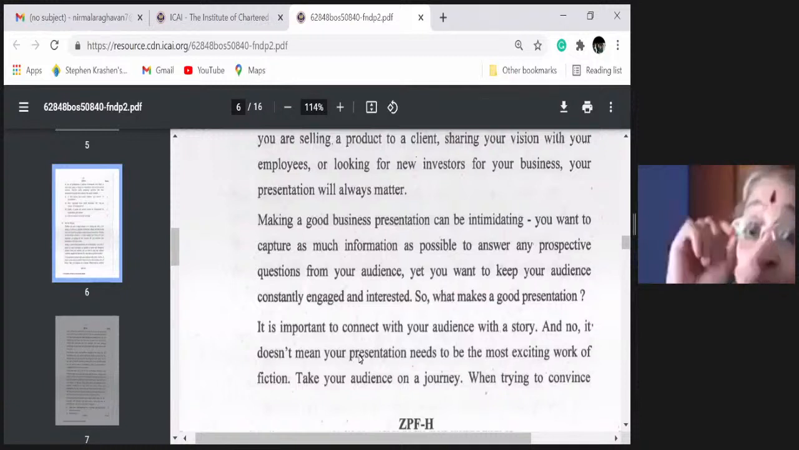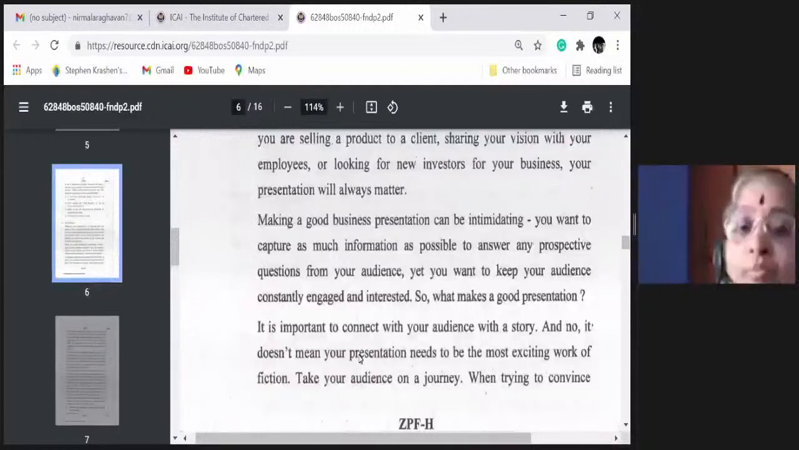So what makes a good presentation? So what makes a good presentation can be subtopic number 2. Okay. Subtopic. So it becomes intimidating sometimes when the audience wants to question you. The challenge is to keep the audience constantly engaged and interested. So these two are the subtopics. The second subtopic will be what makes a good presentation. Now I'm moving on to the third paragraph.